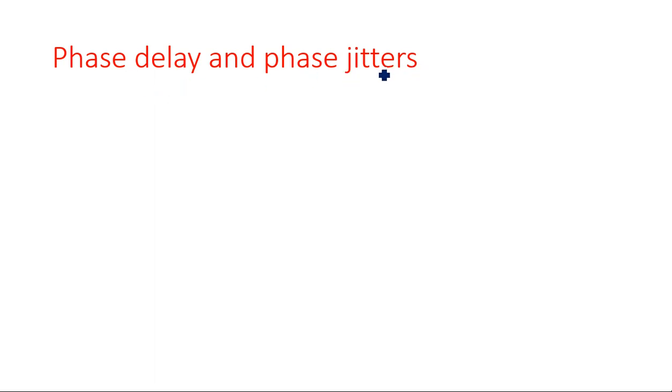Now, what is phase jitter? Phase jitter is nothing but it is due to some noise in the system. The same phase delay occurs because of the noise generated within the system. That type of delay is nothing but phase jitter. I will write the definition of phase delay and phase jitter here.